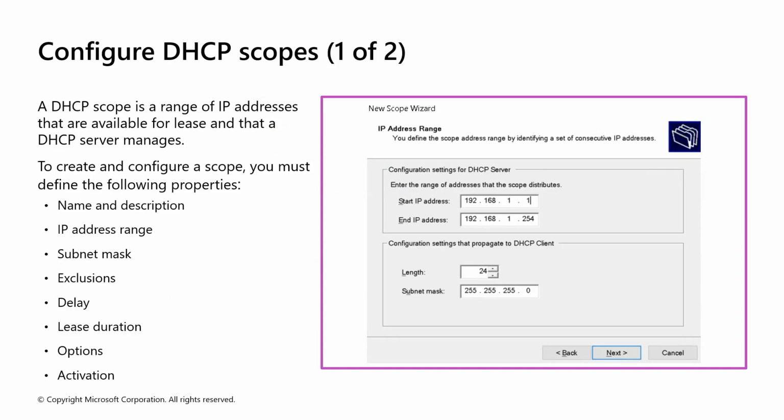A DHCP scope is a range of IP addresses that the server can assign to clients. When creating a scope, you define its name, IP address range, subnet mask, exclusions, lease duration, and other options. Not all IP addresses in a subnet need to be included. Some can be excluded for static assignments, like printers or servers.